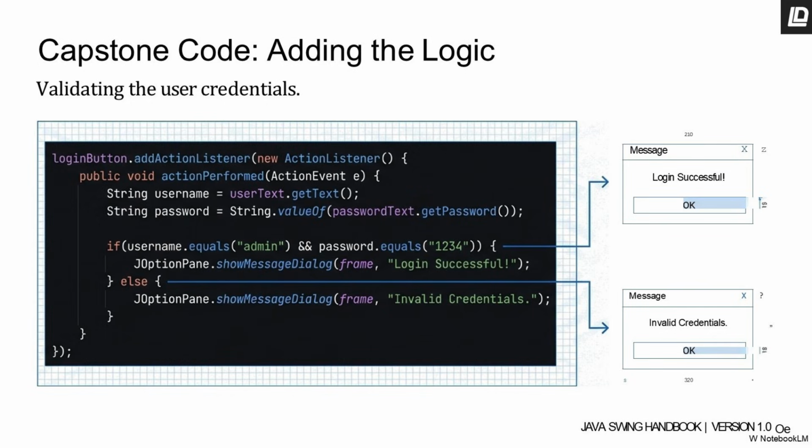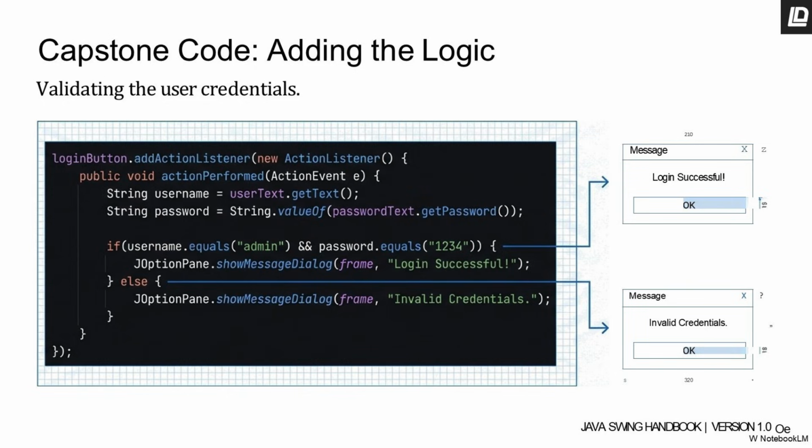After building your login form, the next step is adding logic to validate user credentials. When the user clicks the login button, the program reads the username and password from the text fields, compares them with stored credentials, and responds. Correct credentials, show a success message or open the dashboard. Incorrect credentials, show an error message.